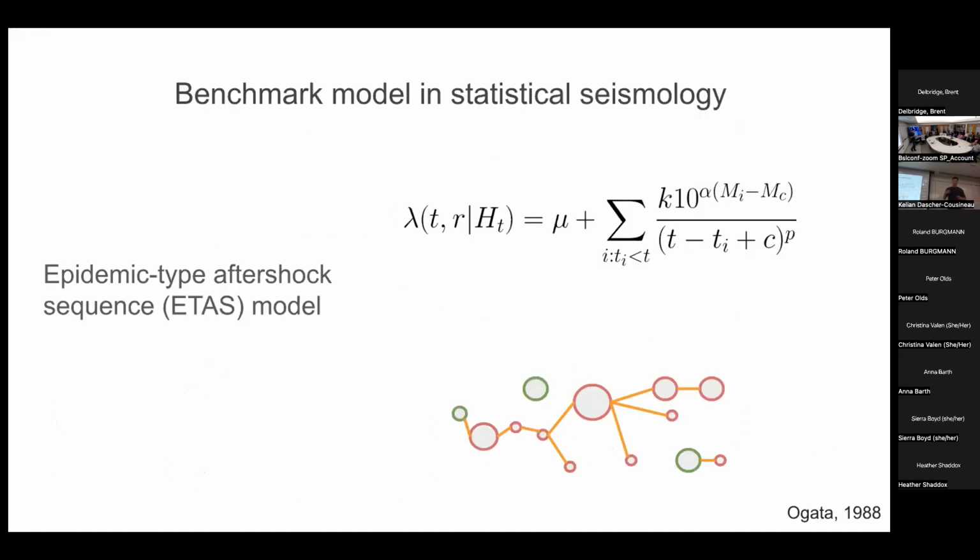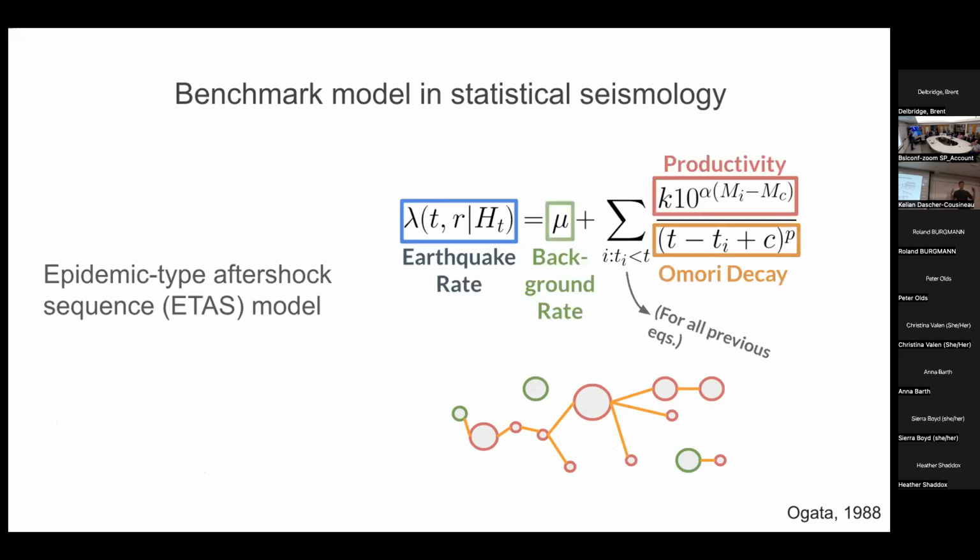So attempts to do this hit a stumbling block, and that stumbling block has a name. It's the epidemic type aftershock sequence model. This is a model that was first proposed by Ogata in 1988, and he proposed to combine some of the canonical statistical laws of seismology into one description of how earthquake sequences evolve as a whole catalog. In this way, every single earthquake contributes to the probability of having more earthquakes. So every earthquake is contributing to the earthquake hazard.